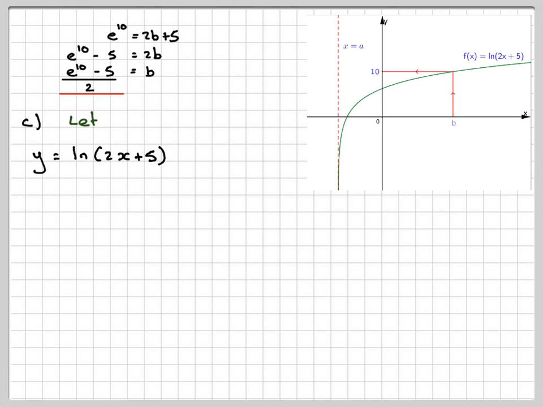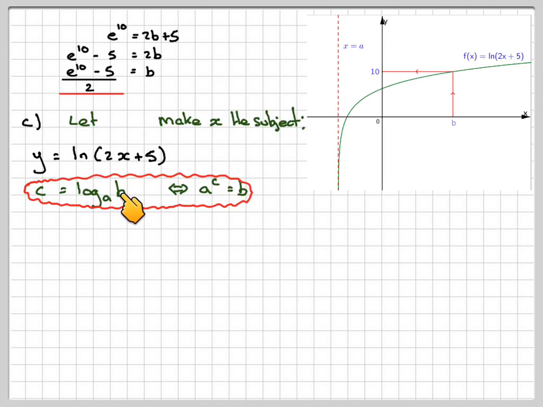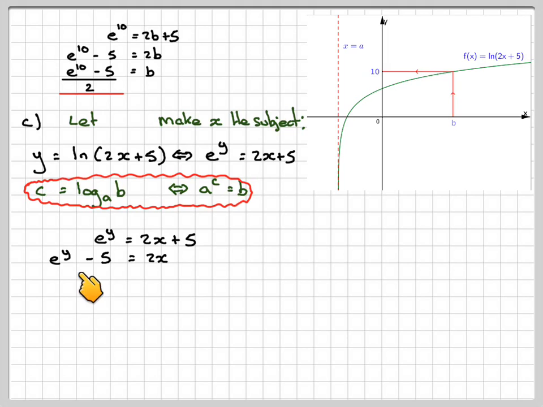To find the inverse function, if we let y be equal to ln of 2x plus 5, what you must do is rewrite this so that we've got x is equal to. So we'll make x the subject. So log to the base a of b equals c implies a to the c is equal to b. So we're using that yet again. The base is e. So we've got e to the y is 2x plus 5. So subtracting 5 from both sides, we're going to get e to the y minus 5 is equal to 2x. And then we're going to get x is e to the y minus 5, divided by 2.